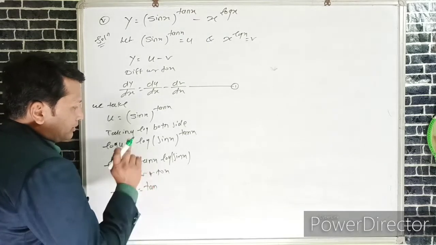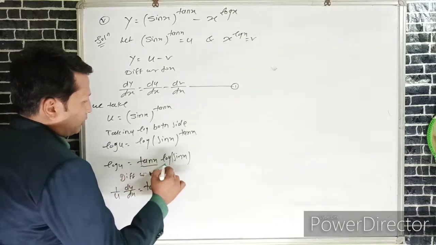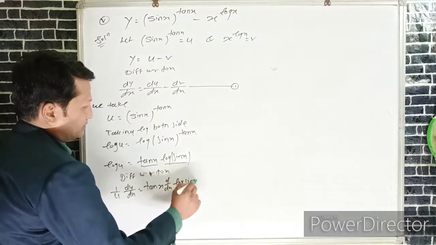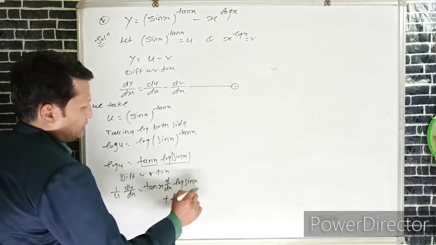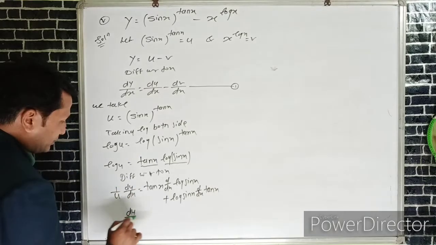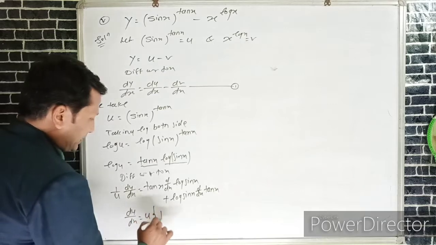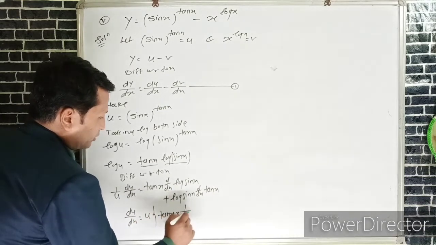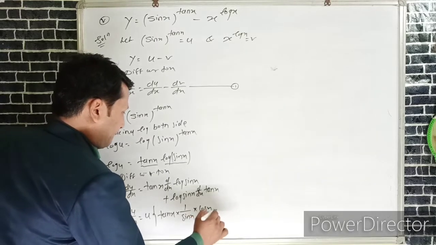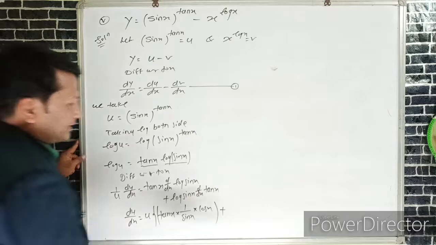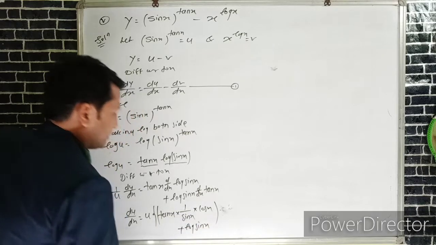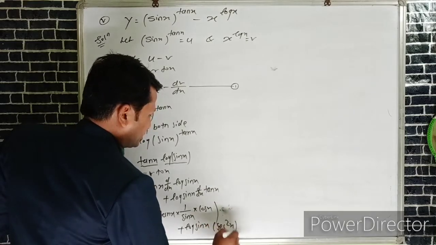Here, the derivative is of u into v form: tan x is one function, log of sin x is another function. We can write derivative of tan x into derivative of log of sin x plus log of sin x into derivative of tan x. If we shift u to the right side, then we can write du upon dx is equal to u into tan x. Derivative of log sin x is 1 upon sin x, into derivative of sin x, which is cos x, plus log of sin x as it is, and the derivative of tan x is sec square x.